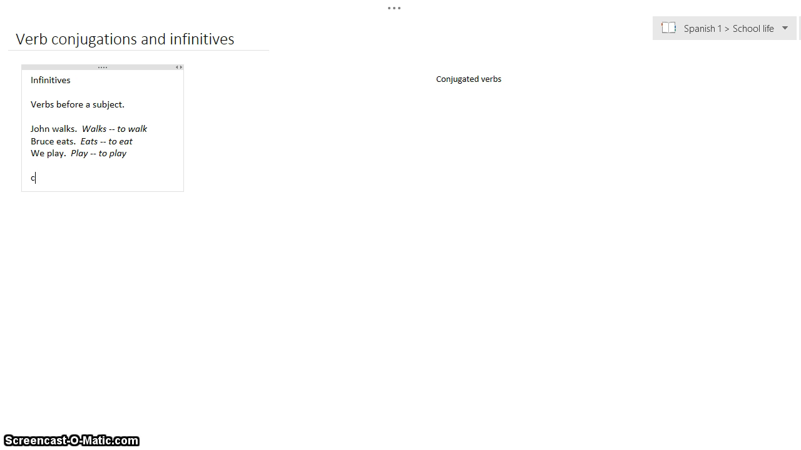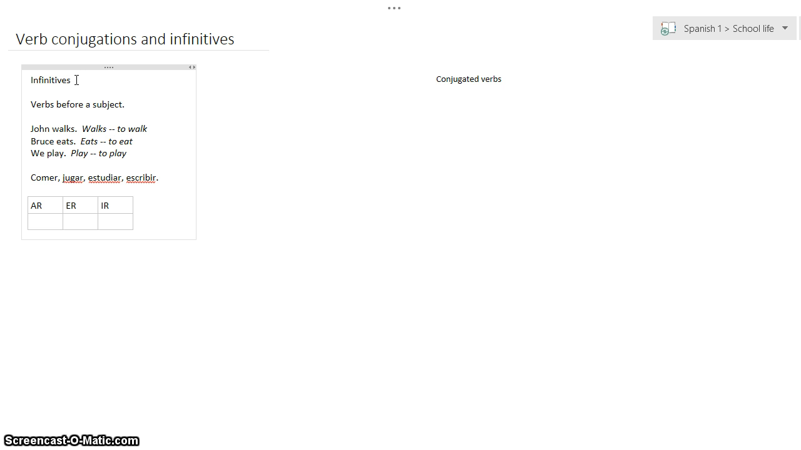So infinitives are verbs like comer and jugar and estudiar and escribir. Okay? Basically, infinitives are anything that translate as to verb. Jugar is to play. Comer is to eat. Estudiar is to study. Escribir is to write. So all infinitives in Spanish come in three types. They all come as AR ending verbs, or ER ending verbs, or IR ending verbs.